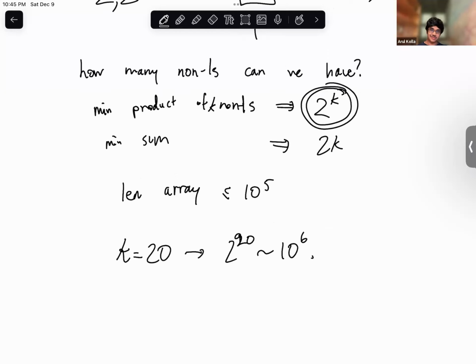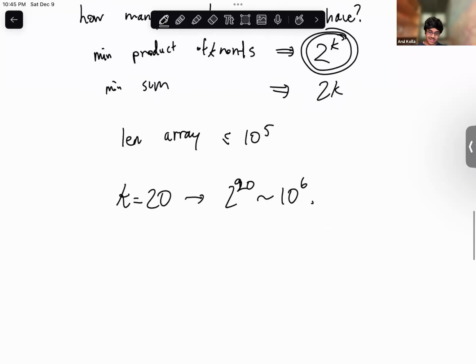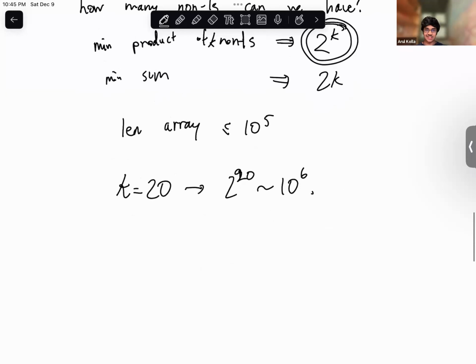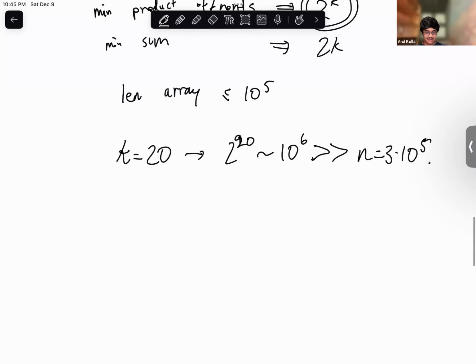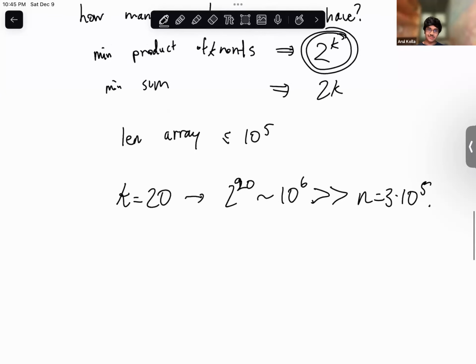So you can sort of do some math and find the sweet spot. I just picked 20 because it's close to 10 to the 6th, which is larger than n, which is 3 times 10 to the 5th. Great. Okay, so now what we're saying is we can't have more than 20 numbers that are not 1. Well, then how do we solve the problem?